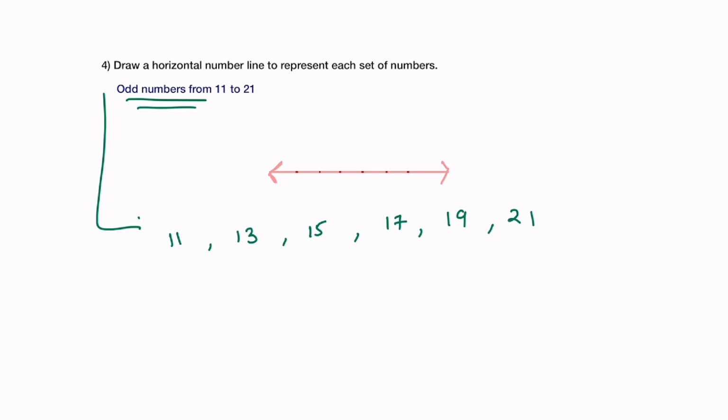So first you have to solve this and then you plot it on the number line. So now we write these numbers here. So we start from here, 11. So that becomes 13. This will be 15. That's going to be 17. That's 19. And that's 21.